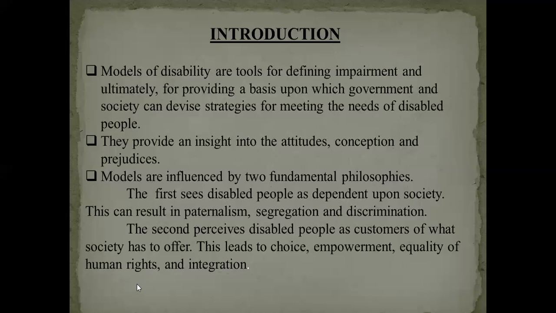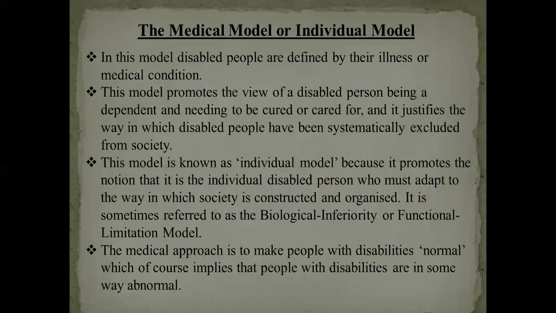There are various models made on disability. So let's discuss the different models. The first one is the medical model or the individual model. So what is this medical model or individual model? In this model, disabled people are defined by their illness or medical condition. So people are always looked upon by their illness or medical condition. When we see a person, we just name him as visually challenged, or of the deaf and dumb category. We always see them as belonging to that category.